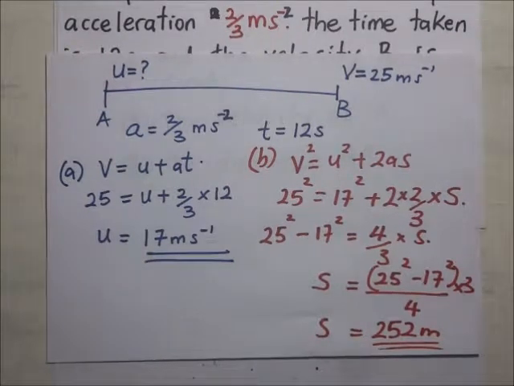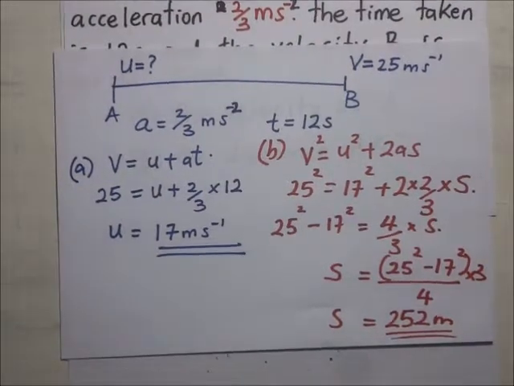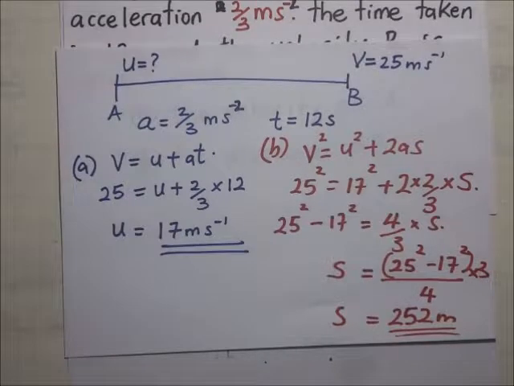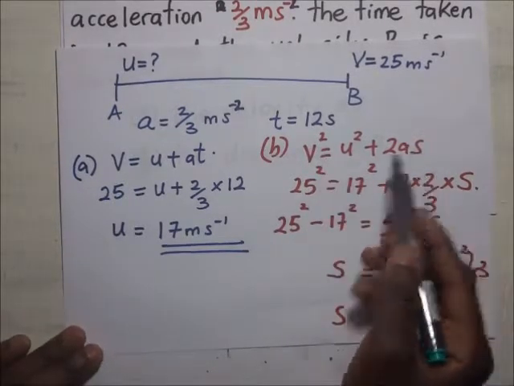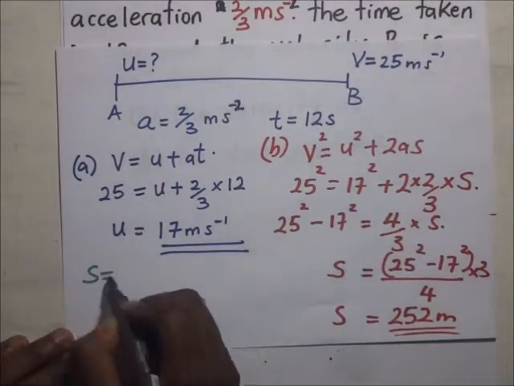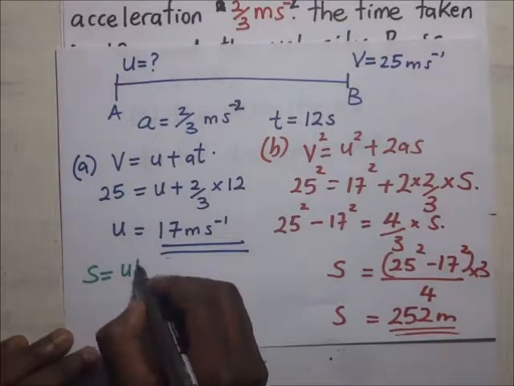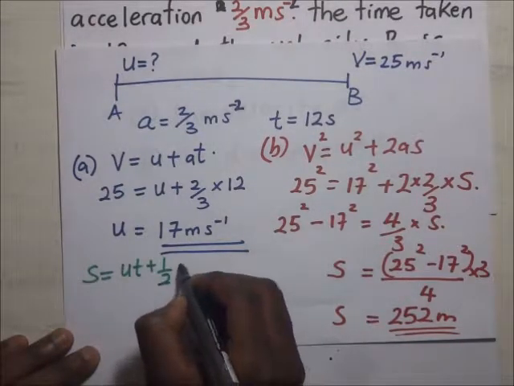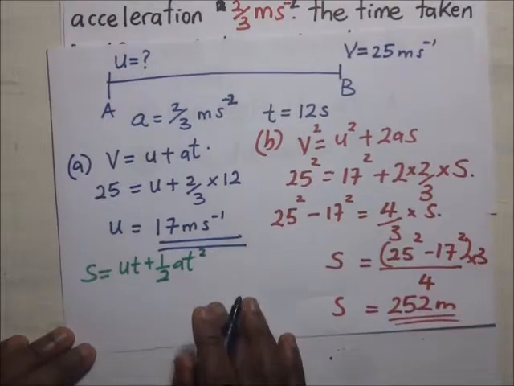Now this is when we've used this. Now remember, we have up to 5 equations of motion, so it means that you can as well use any other, as long as you see it will work for you. So part B can also be done in an alternative way. We've used this equation, we can also use this equation to get the distance. S is equal to UT plus 1/2 AT squared.